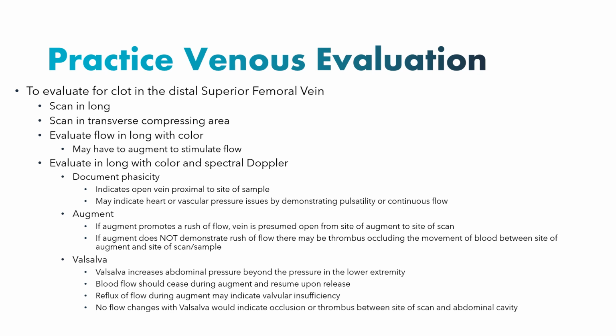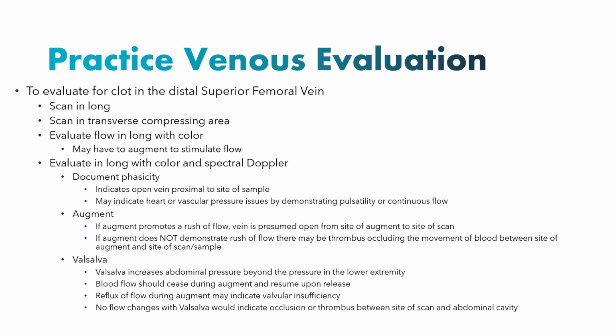If we don't have color immediately, we want to optimize our color flow, so turning that color gain up as high as we can, then tapering it off until we feel like all artifactual color is gone. If we feel like our color is not filling the vein, we can augment to try and stimulate that flow and get us nice color flow in the vein.